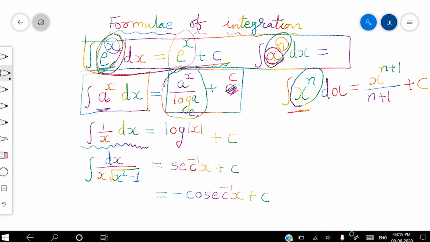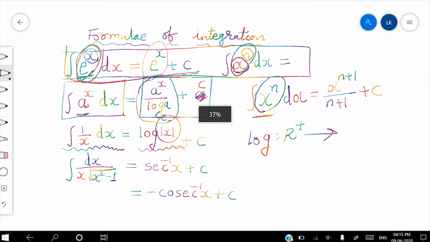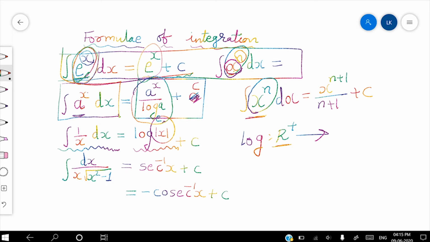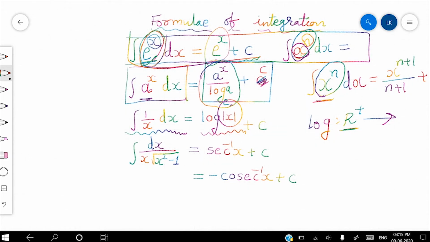Next formula, integration of 1 upon x dx. Its answer is log mod x plus c. Why here log mod x? Because log is a function whose domain is R plus. That means log is defined only for positive numbers. Whenever you are using the log function, you must write log mod. Correct? Integration of 1 upon x dx is log mod x plus c.